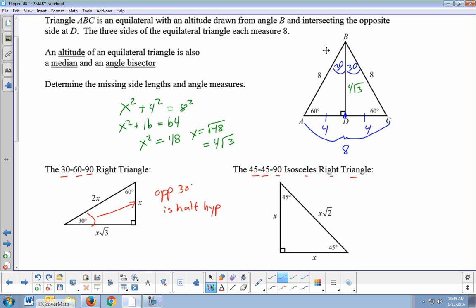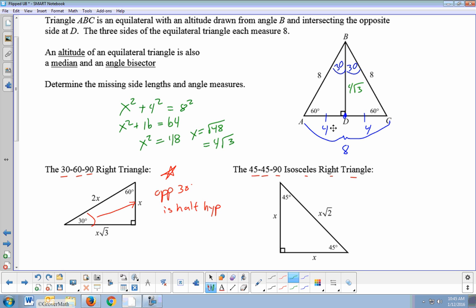And the reason why that's always going to happen is, again, because this was equilateral. So that meant this side did equal this side. But this altitude is also a median that's bisecting this side. So this opposite side of the equilateral triangle is always going to get cut in half. So this is always going to be half of that. And that's always opposite the 30-degree angle. So opposite 30 degrees in a 30, 60, 90 right triangle is half the hypotenuse. That's probably the most important one to remember.